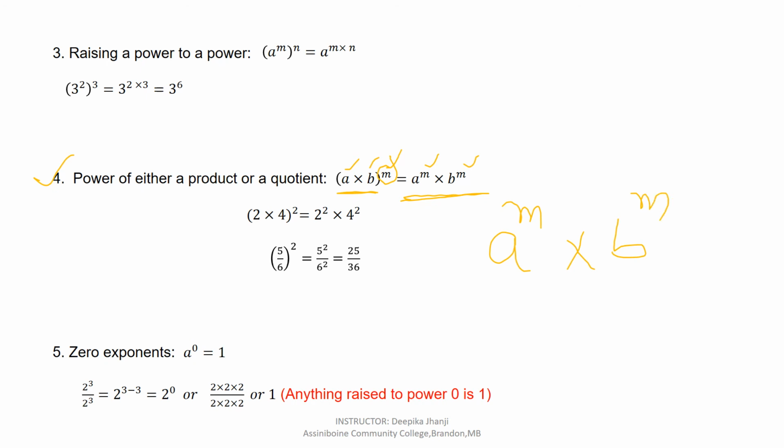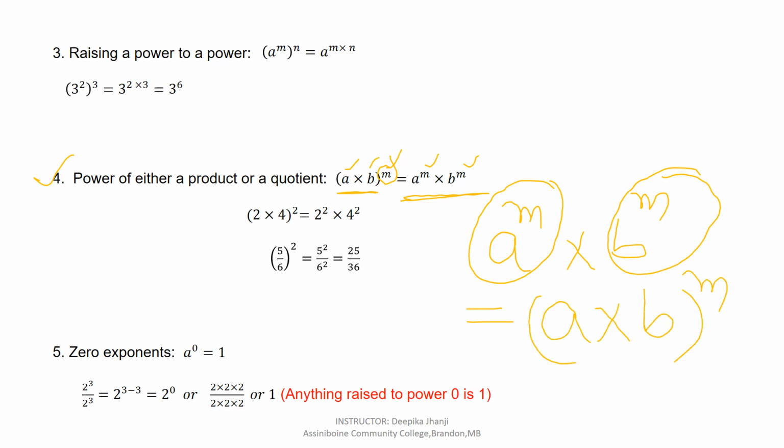And this is true in reverse manner as well. So if you see somewhere a raised to power m times b raised to power m, this becomes a times b raised to power m, right? So it can go either way.